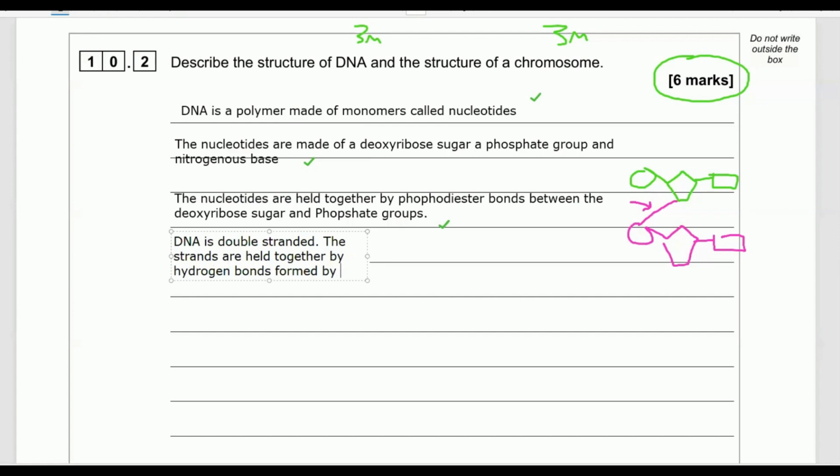But we can then go into the complementary base pairing and explain that. So, i.e., each strand of DNA is held together by hydrogen bonds, complementary base pairing between adenine and thymine, and cytosine and guanine.